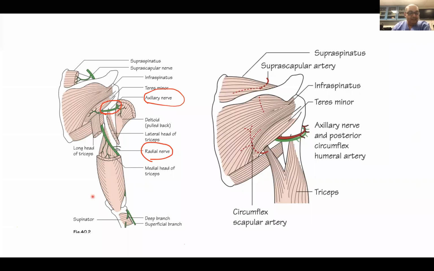Is axillary a terminal branch of the radial? No, axillary is not a terminal. Terminal means where it's ending, which is the posterior cord. It gives a branch called axillary, and it continues as the radial nerve. Then the radial nerve, when it reaches the elbow, becomes superficial and deep.